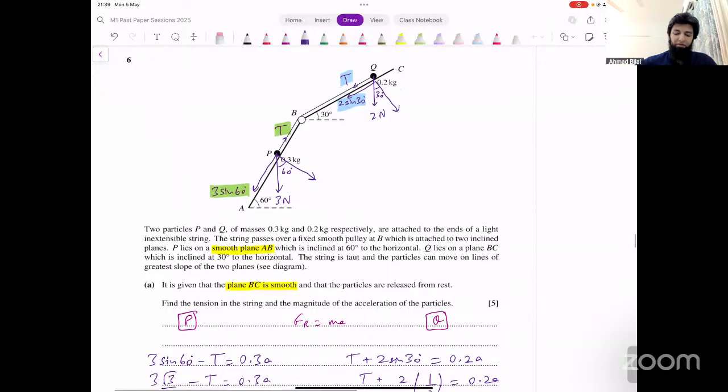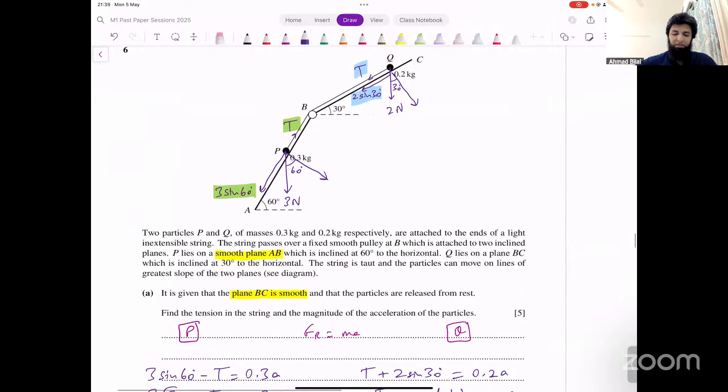When you're applying Newton's second law of motion, I would recommend always doing it separately. That makes it easier. It can also be done by considering it as one single system, but it's mostly safer and less prone to errors if you do it separately.